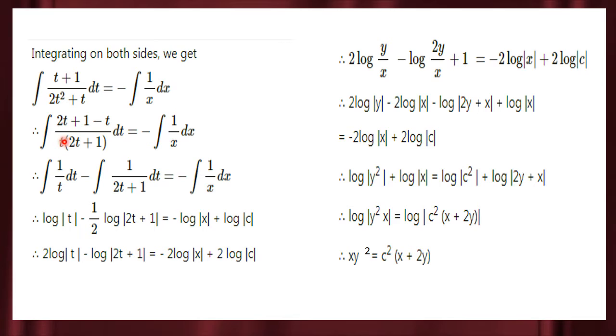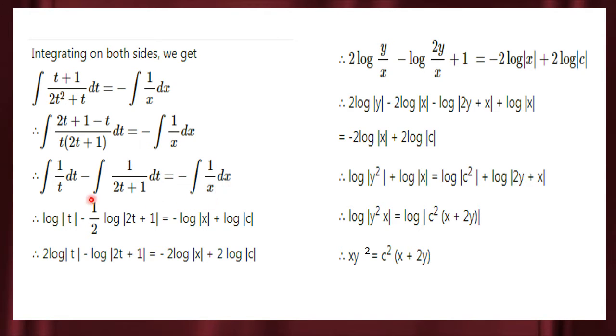Now we will separate the denominator for 2t plus 1 and minus t. That is 2t plus 1 upon t into 2t plus 1. 2t plus 1 is cancelled, and the function will be integral 1 upon t dt minus integral of t upon t into 2t plus 1. t will get cancelled, then the integral is integral 1 by 2t plus 1 dt is equal to minus integral 1 upon x dx.